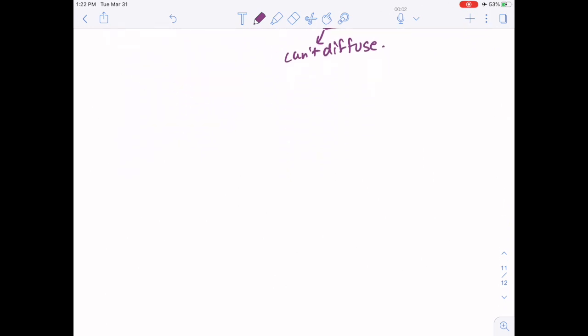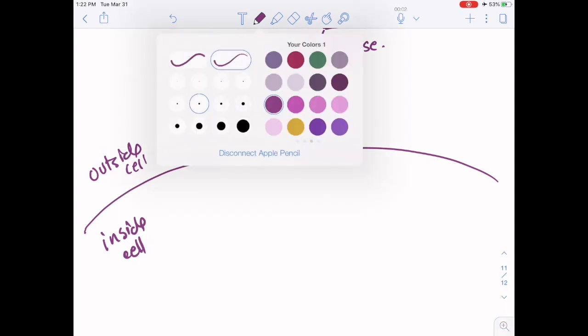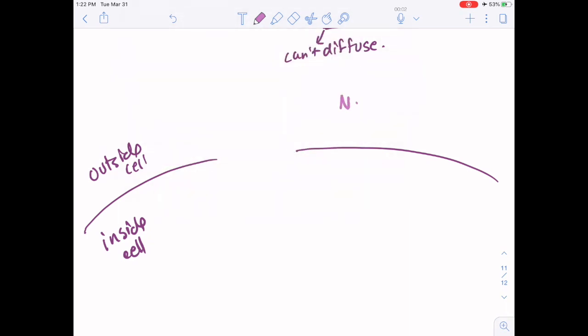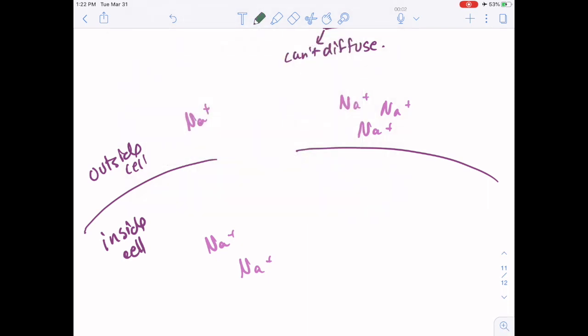I'm going to draw this a little bit bigger here. So let's say this is outside cell, and here's the inside of the cell. I don't want to draw the whole cell because we got to do a slight close-up here. And let's say there is a bunch of sodium outside the cell and some sodium inside the cell here. There is a molecule, a protein, stuck in the cell membrane.